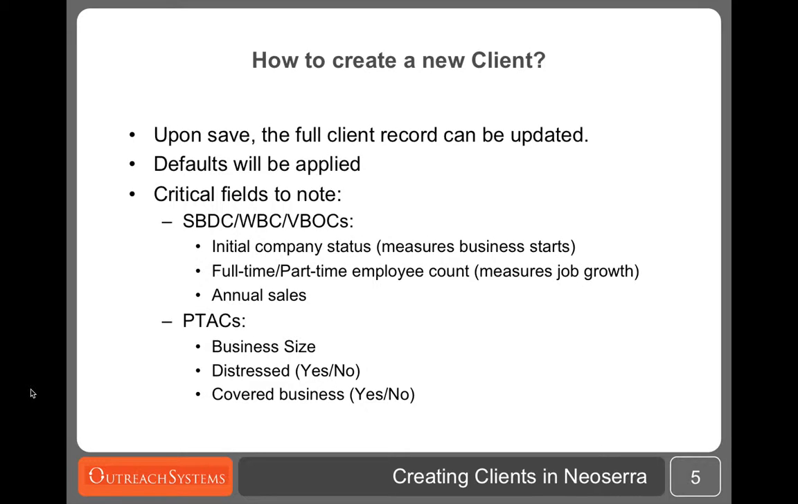Defaults will be applied to your client records. So if your system administrator has set up some defaults, those will be automatically applied. If you are an SBA-funded organization, then it's real important that you check and verify the initial company status, because how the client comes to you will determine whether there is a business start down the road. In other words, if they come to you as a pre-venture, then any time when they form their business, that will measure as a business start. Also, employee count is critical in measuring job growth, and annual sales figures are important to measure growth of sales over time. If you're a DLA-funded program, then it's real important that you track the business size, whether the client is in a distressed area or not, and whether this is a covered business or not.